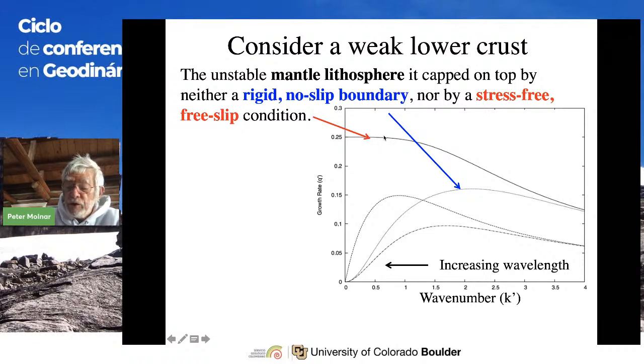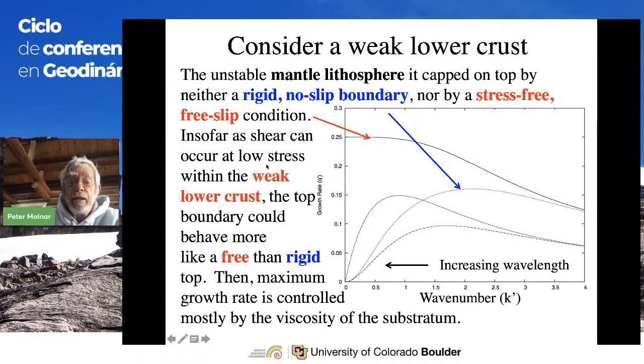We have neither of those, but imagine we have a weak lower crust, so we can have shear occur at low stress. With a weak lower crust, the top boundary condition on our mantle lithosphere might behave more like a free top than a rigid top, but not like a perfectly free top. And the maximum growth rate then will be controlled by the viscosity of the substratum.